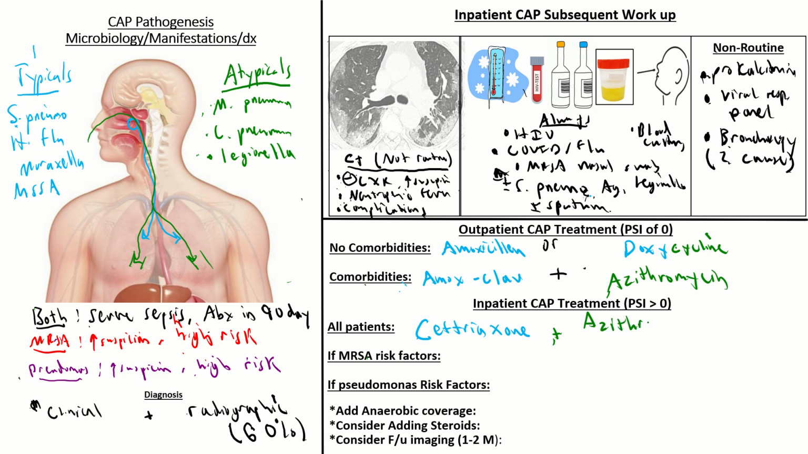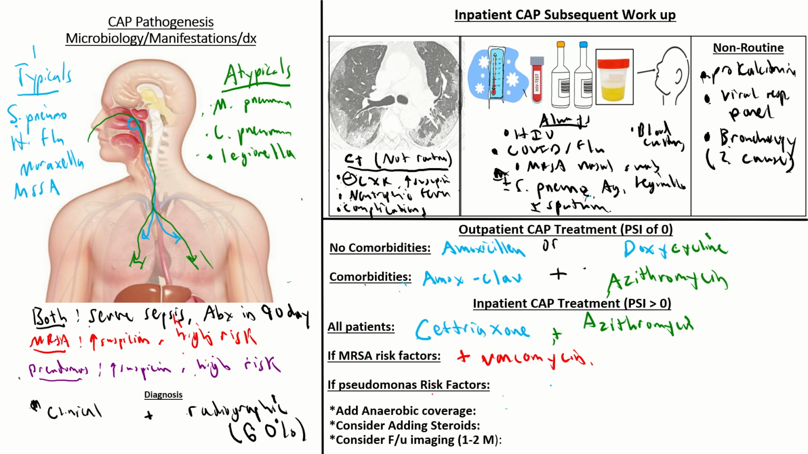Okay? If they have some of the risk factors that we sent over to the right, we're going to give these patients add-on vancomycin. You can also use linezolid, but vancomycin is probably the more common. Daptomycin also covers MRSA, but always remember that daptomycin is inactivated by lung surfactant, so you can't exactly use daptomycin.